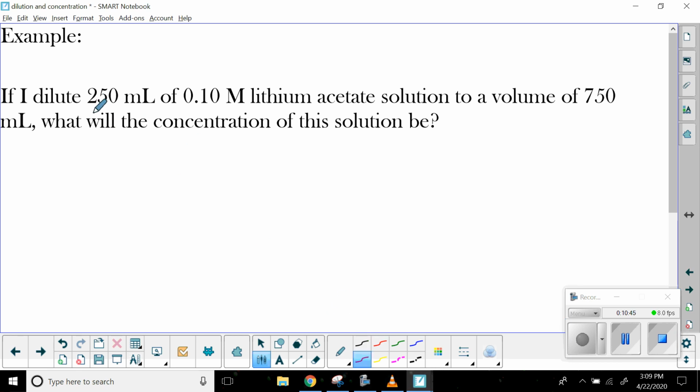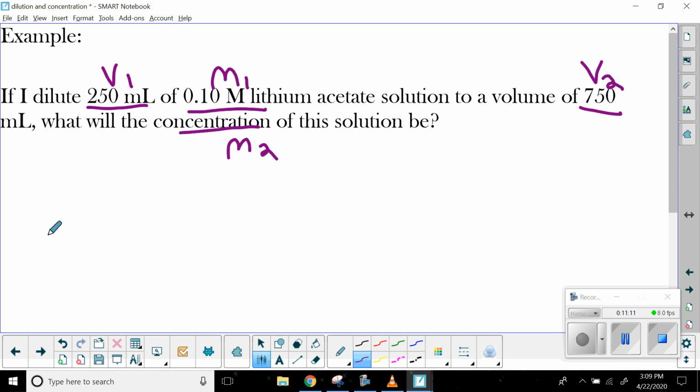And make sure my pen is turned on. I'm going to call that V1 because that's the initial volume I'm going to start with. I'm going to have an M1, that's my initial concentration I'm going to start with. And the volume of 750 is going to be my V2. And what my new concentration will be, my M2.